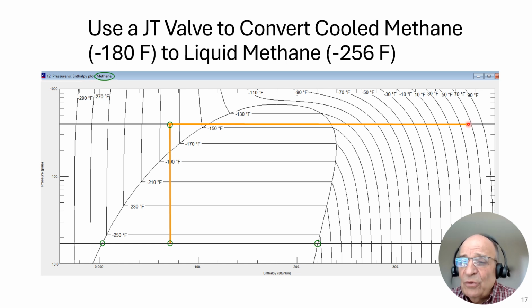So this is just showing you what we need to do with methane. And we'll be doing this process later on. We'll see the benefits of operating at higher pressures and the benefits of operating at lower temperatures. We'll see that as we go along.